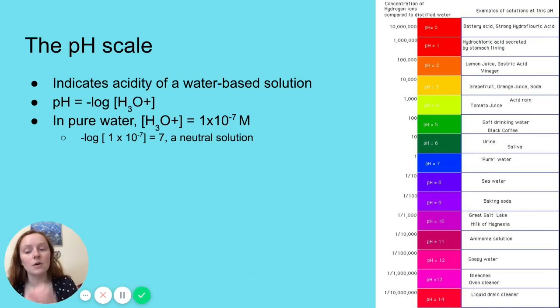That's something that you need to know. pH of 7 is neutral. No acidity or basicity, it's neutral. And then it goes on.